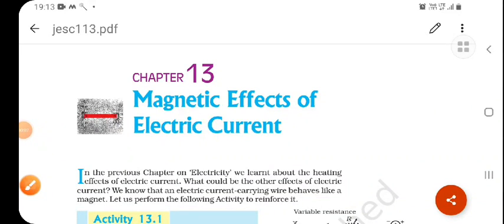Good morning, students. Today we will start our chapter number 13, magnetic effects of electric current. In the previous chapter on electricity, we have learned about the heating effects of electric current.